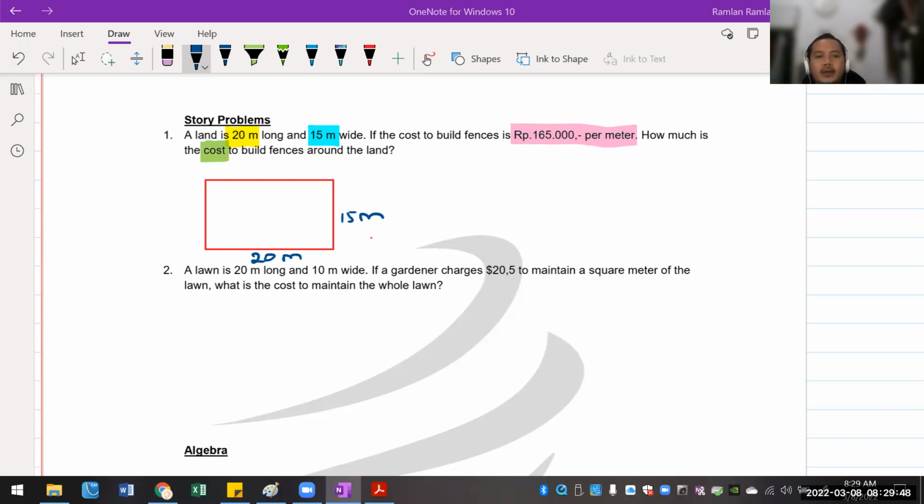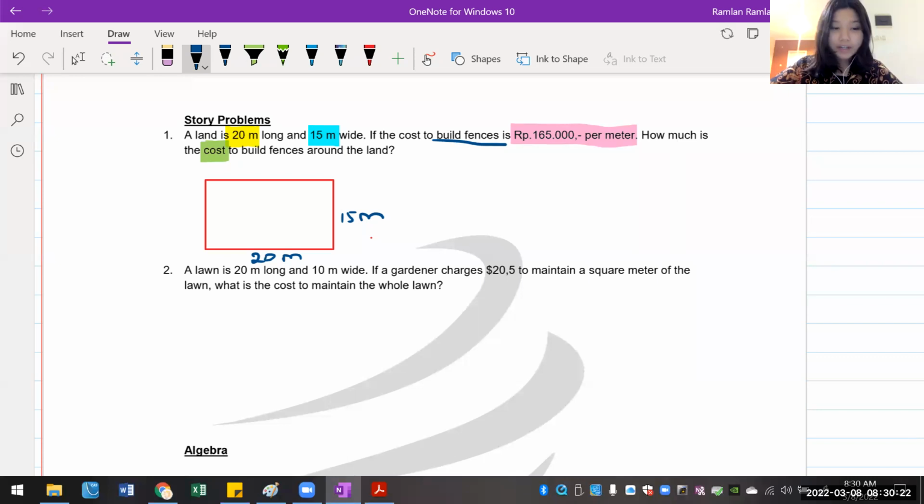Now the second sentence: if the cost to build fences is 165,000 per meter. What do you think we can connect from the information that we have in this drawing to building fences? We have talked about area and perimeter. What do you think about building fences? Is it connected to perimeter or to area? What do you think?